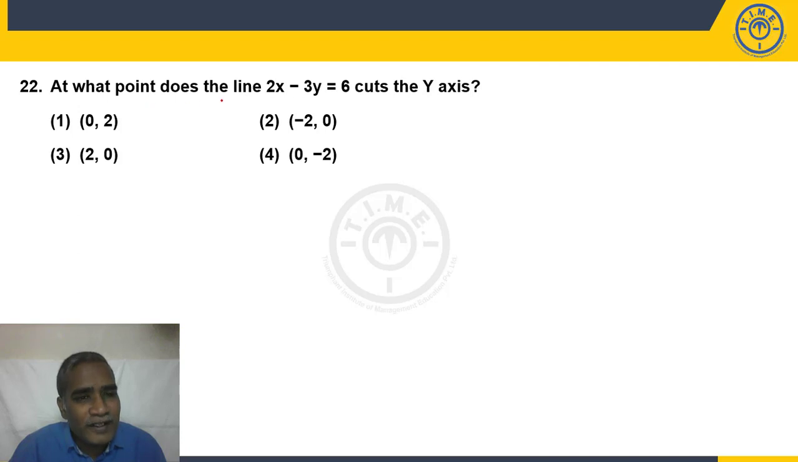At what point does the line cut the y-axis? Already I explained this problem. Cuts the y-axis means put x is equal to 0 in the equation. So 0 minus 3y is equal to 6. Y is equal to -2. So what is the answer? 0, -2. The fourth option is the correct one.